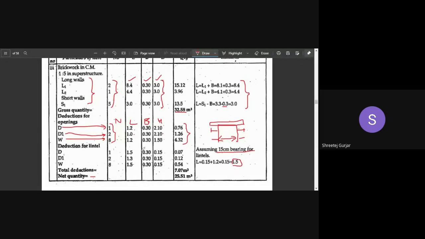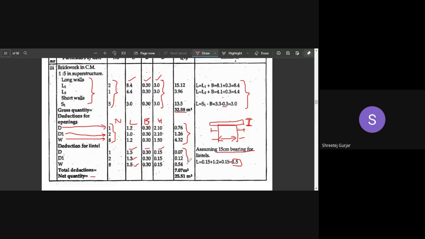So that is what is written over here, 1.5, and this is our wall thickness, and this is the thickness of our lintel. You can see it is given in your section. So it is also 15 centimeters. That is written over here. That is the height of your lintel. Similarly, you calculate for doors D1 and for windows W, and you get your quantities.